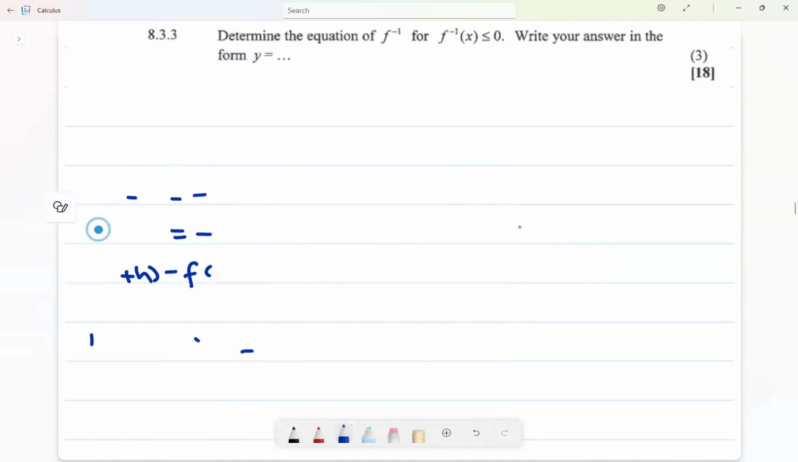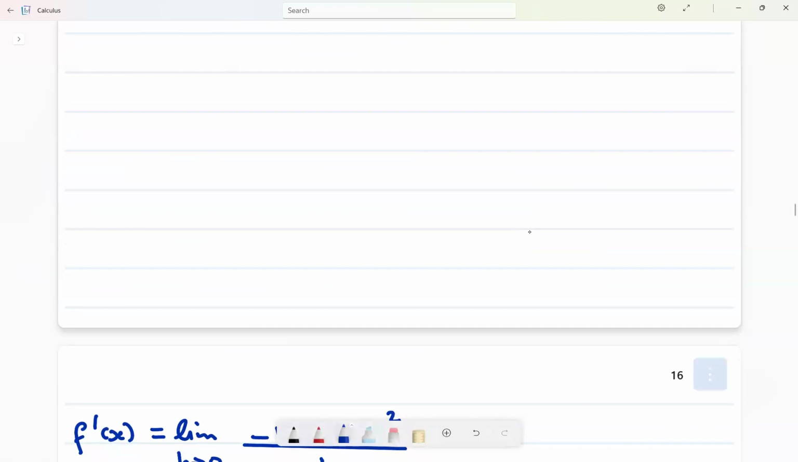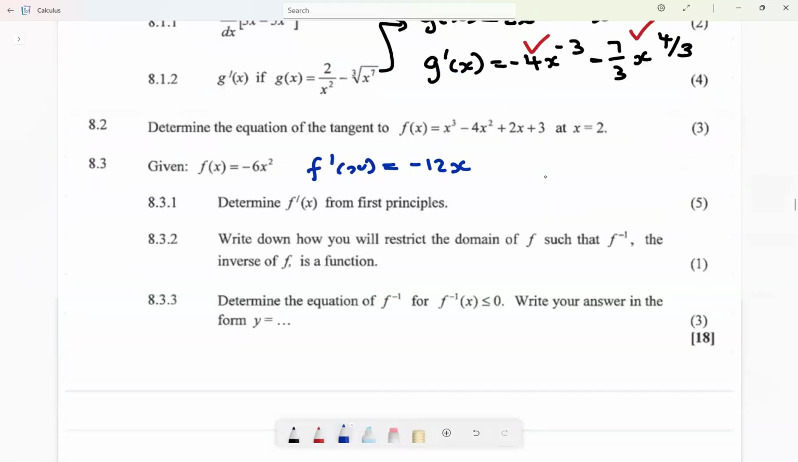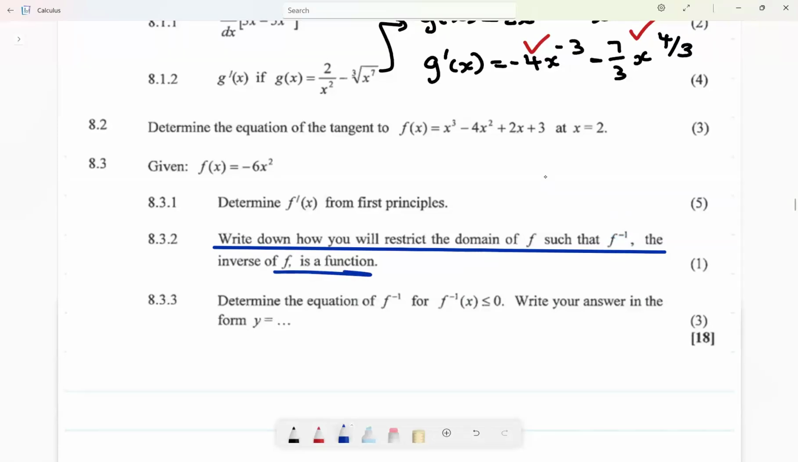Let me quickly erase that so that we'll move on. What do they say to us now here? Let me clear the page. Done. 8.3.2 says, write down how you will restrict the domain of f such that f negative 1 is the inverse. The inverse of f is such a function.